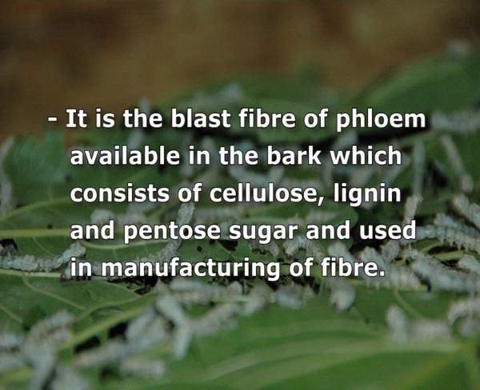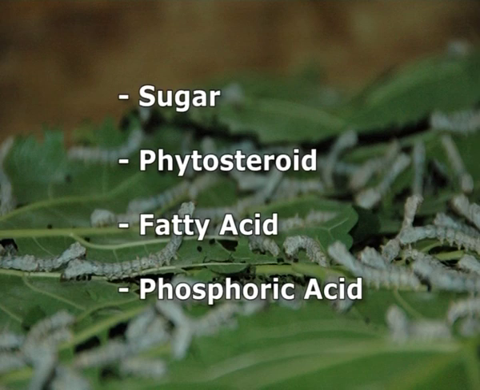A 14% caustic soda solution and bleaching with 5% active chlorine gives a product called the pulp. It is a white and soft fiber suitable for use in industry, extracted from the bark. It is a bast fiber of phloem available in the bark, which consists of cellulose, lignin and pentose sugar, and is used in manufacturing of fiber. It contains sugar, polystyrene, fatty acid and phosphoric acid. Artificial leather can also be made by processing the mulberry bark and can be used for making ropes, nets, etc.